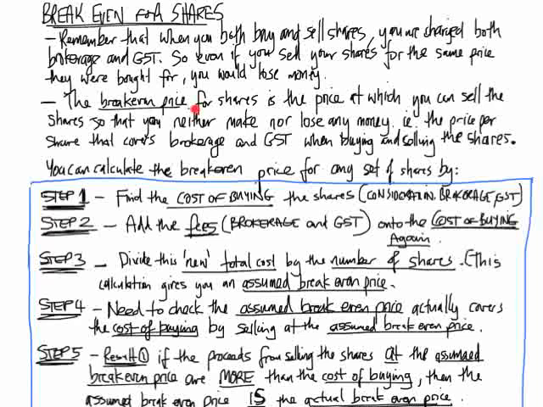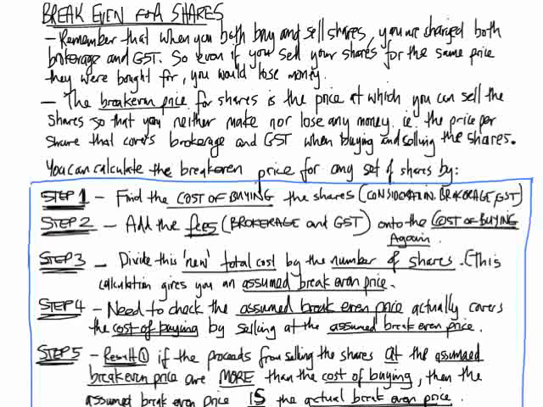Now, the break-even price for shares, like break-even before, is the price at which you can sell the shares so you neither make nor lose any money. In other words, the price per share that covers the brokerage and GST that you are charged when you buy and you sell the shares. So it has to be a little bit more than the cost that you paid for the shares to start off with, because it needs to cover the brokerage that you were charged when you bought them and the brokerage that you get charged when you need to sell the shares as well.